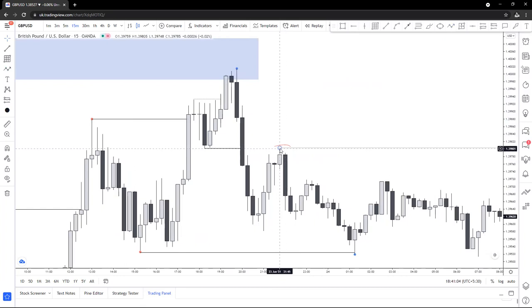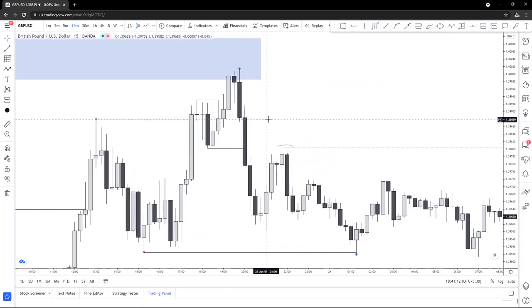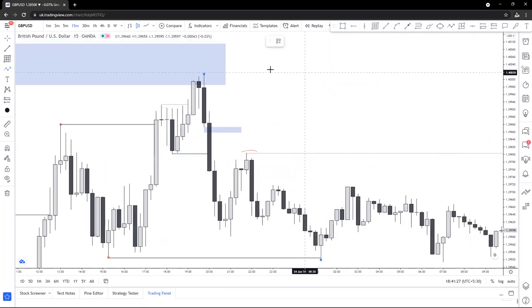I told you, always choose the order block that's closest to the inducement. And then on the 1 minute, there was an order block right here. This order block was the reason for this break of structure. You see, now on the 1 minute, this would have happened, right?